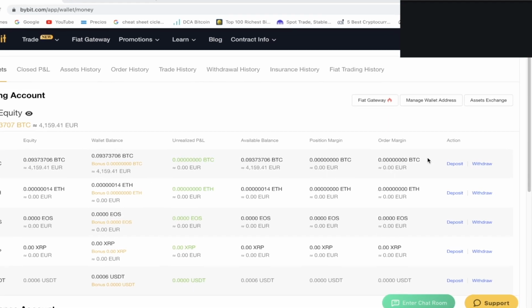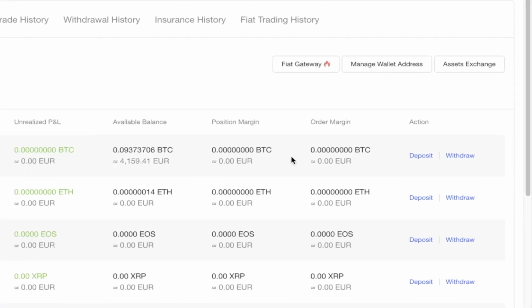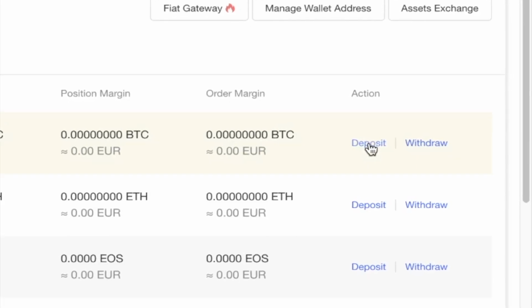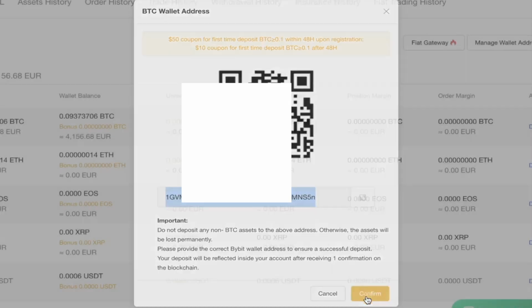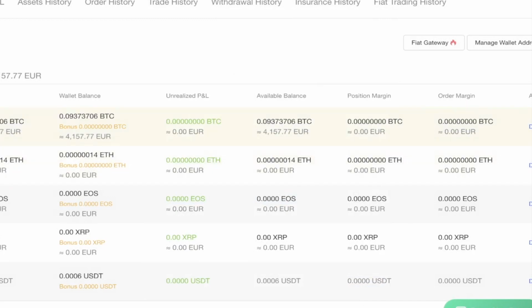You want to go here to the right side where the Bitcoin is and deposit your Bitcoin. Here you can see that if it's your first time, you'll have a $50 coupon for first time deposits of BTC, 0.1 within 48 hours upon registration, $10 coupon for first time depositing BTC, 0.1 after 48 hours. Here you have the QR code, or your address will be here. Also, you can copy and paste wherever you want to send your Bitcoin from. You will confirm, and then you will have to wait for your deposit.